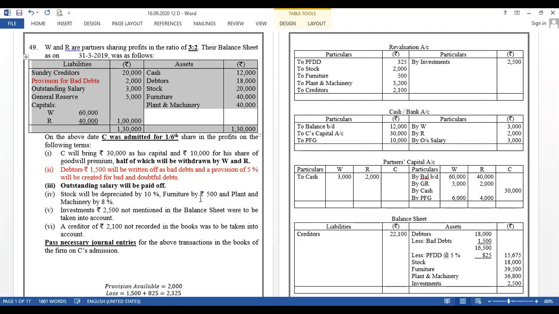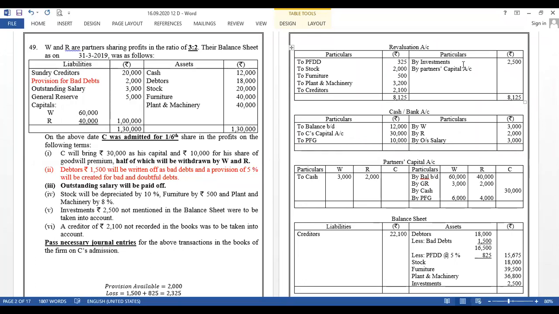Now step 3. Step 3 is to close accounts one by one. So let us close the revaluation account first of all. It is clearly seen that it's a loss. So let us get the total over here. 25, 57, 77, 78, 81, 25. Out of that, if 2,500 goes, then 5,625. By partners' capital account. This is how it has to be shown.